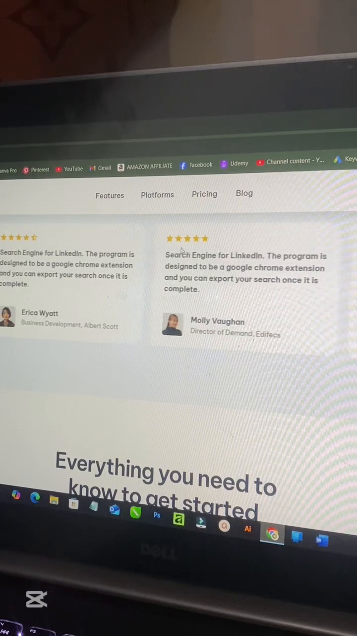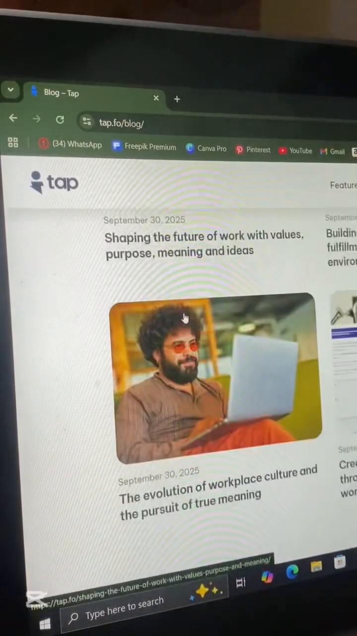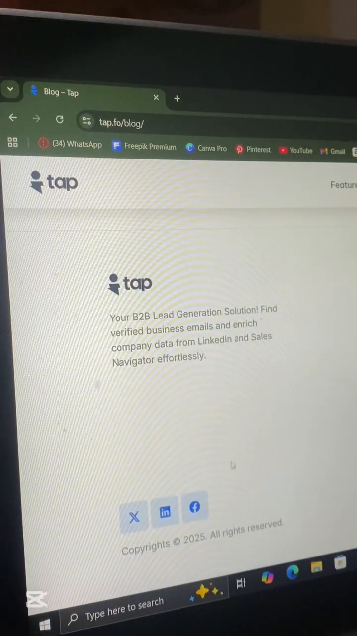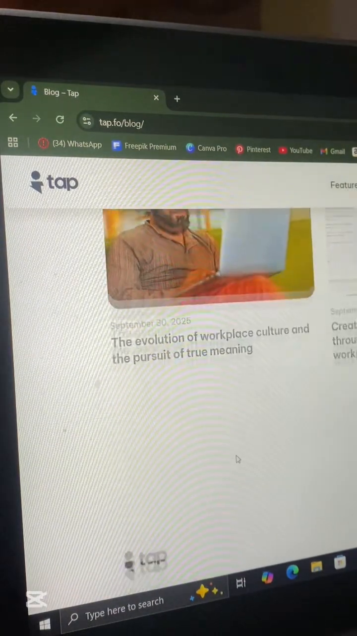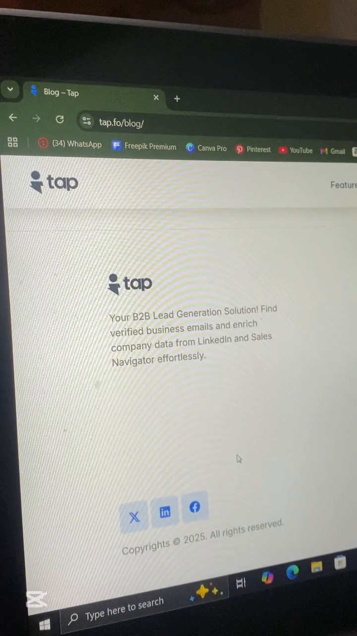SaaS basically means software as a service. In this particular case, the SaaS platform we're working on is TAP. TAP is a B2B, that is business to business, lead generation solution. What they do basically is help find verified business emails and enrich company data from LinkedIn.